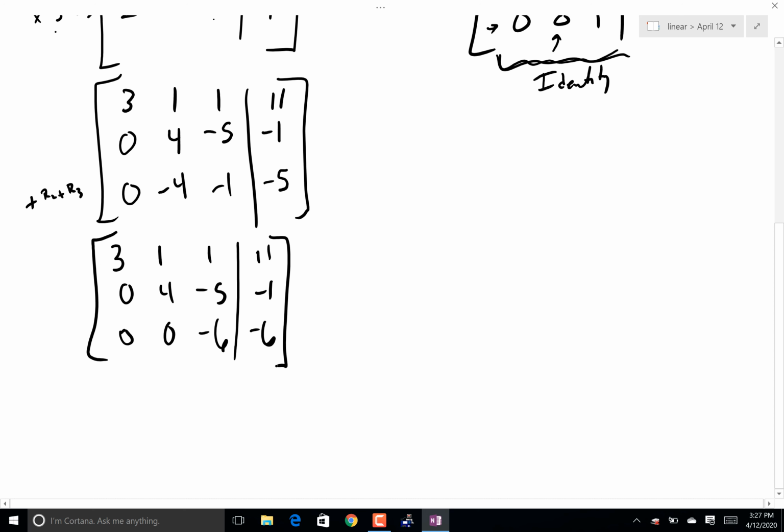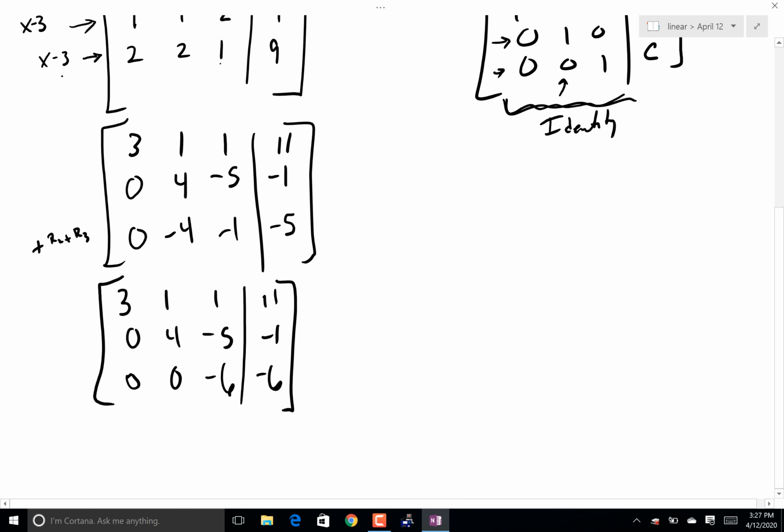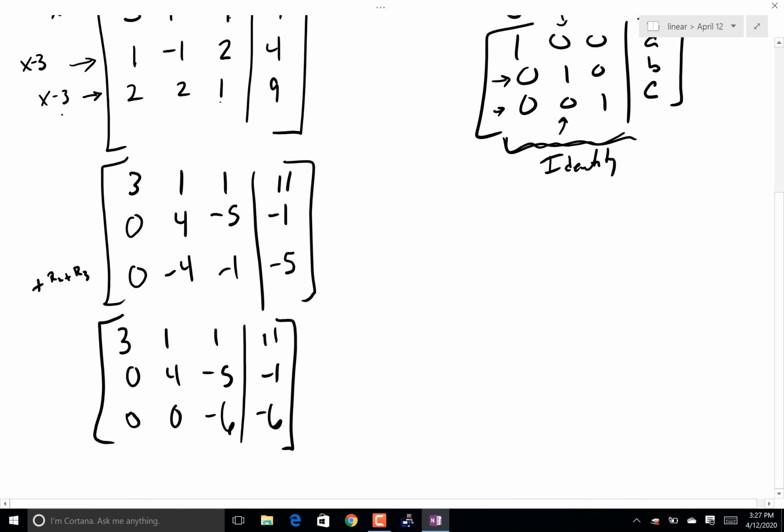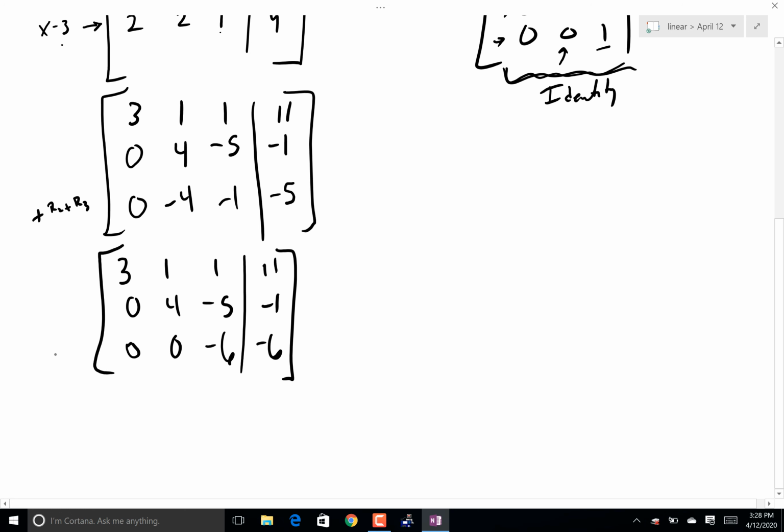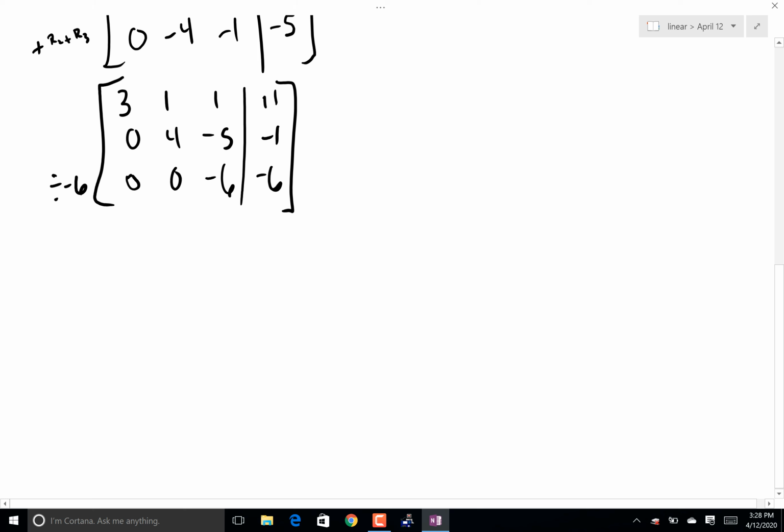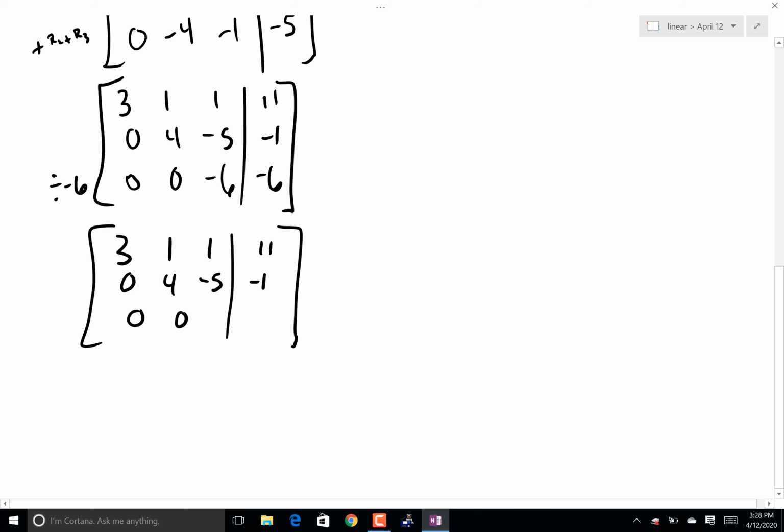Now, at this juncture, what I frequently do is go, oh, now wait just a minute. If I were to do this right now, I kind of want a 1 right here, don't I? So I could divide both sides of this guy by -6. And so, I'm just going to keep going down the page. Yay! So that's cool.